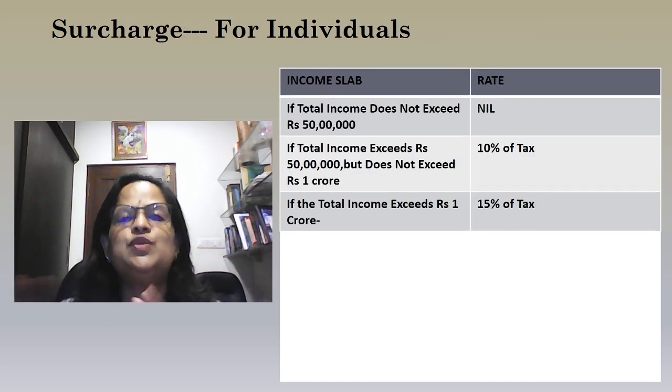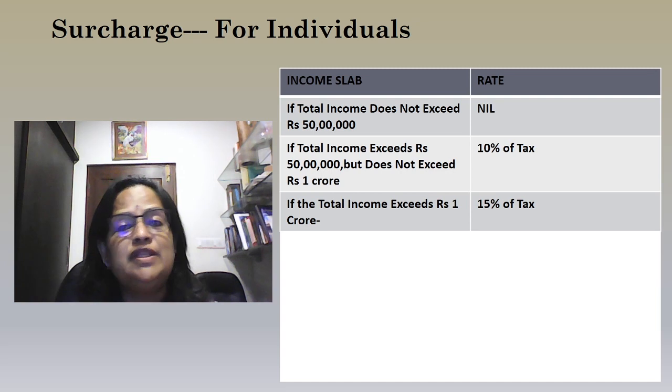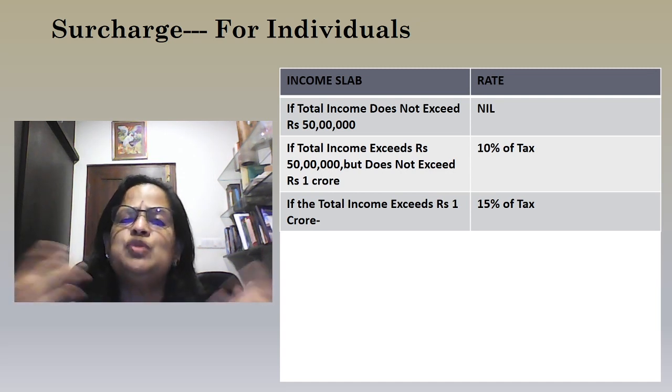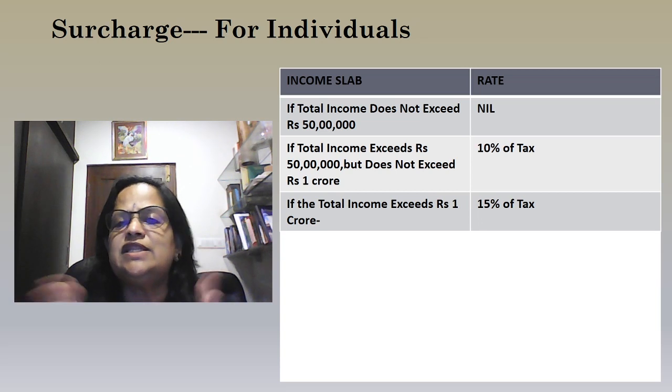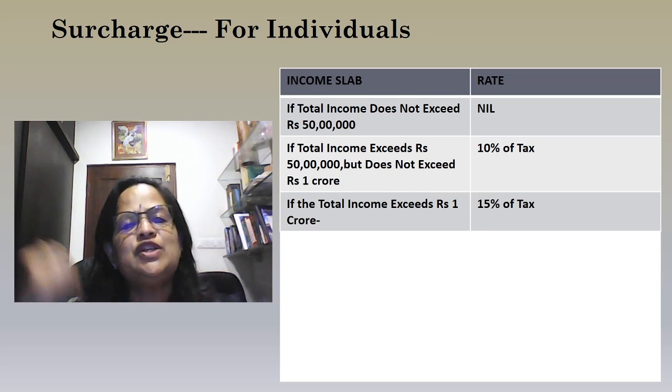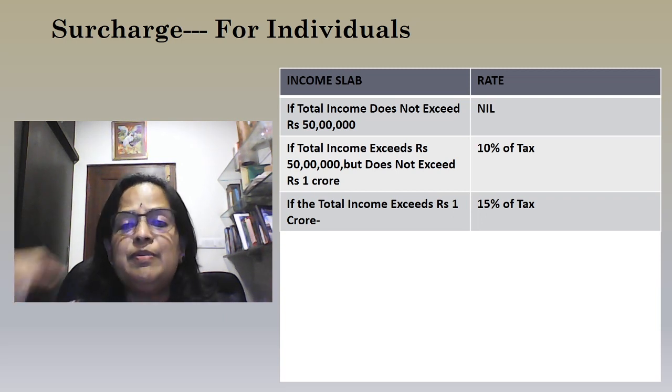Now, surcharge for individuals. You have to learn that everybody has to pay this, if their income is coming within this bracket, but it's only for the super rich people. We'll tell you the rates. Income tax slab: if the total income does not exceed rupees 50 lakhs, it is nil. No tax surcharge for individuals. But if the total income exceeds 50 lakhs but does not exceed 1 crore, it is 10% of tax.